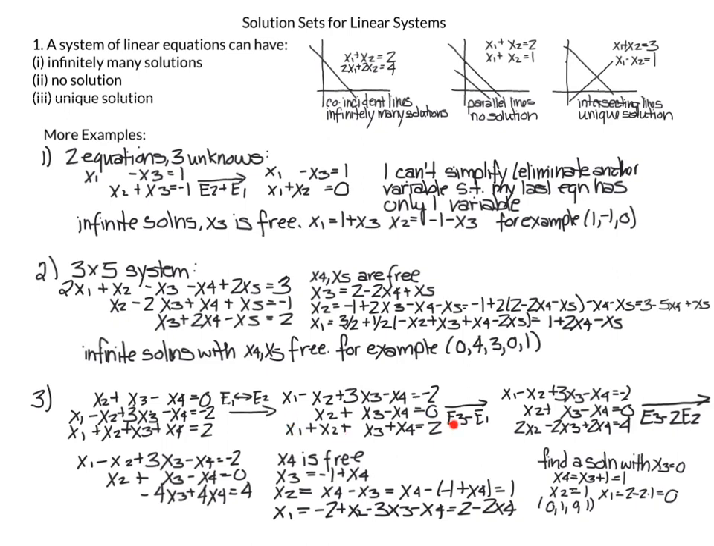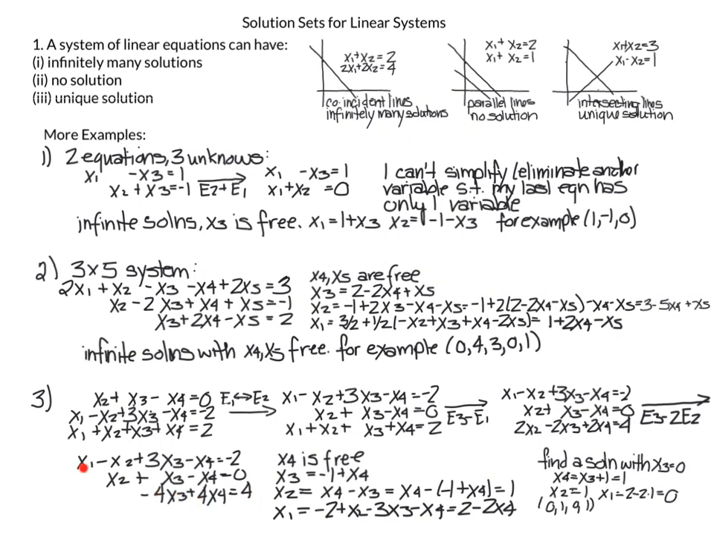So I am going to substitute for E3. I'm going to substitute E3 minus E1. And that will eliminate x1, and it'll give me 2x2 minus 2x3 plus 2x4 plus 4. Now I want to eliminate x2 for my third equation. So I'm going to replace E3 with E3 minus 2E2, and I get this equation here.